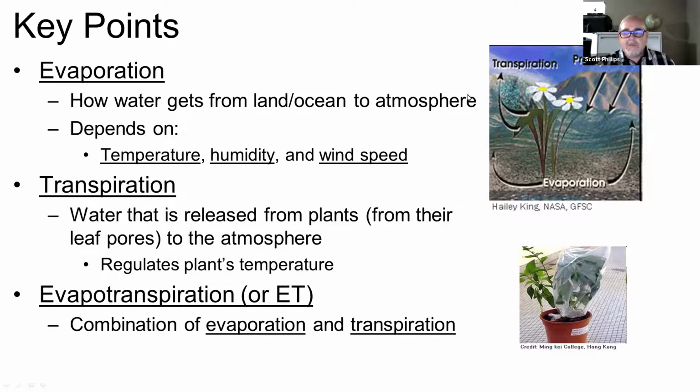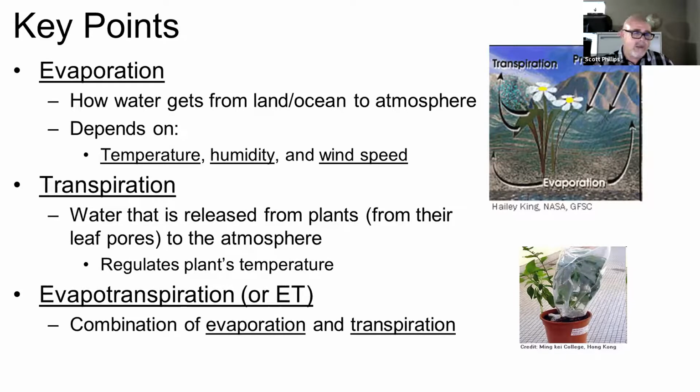Now, there's probably a less intuitive term that we include called transpiration. Transpiration is water that's lost from plants, from their leaf pores to the atmosphere. This is a cooling mechanism that helps to regulate the plant's temperature. So when it comes to the total amount of water leaving land to the atmosphere, we include both evaporation and transpiration.